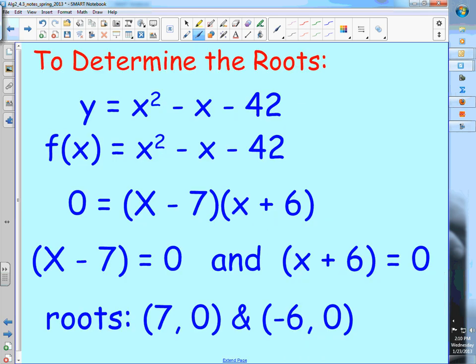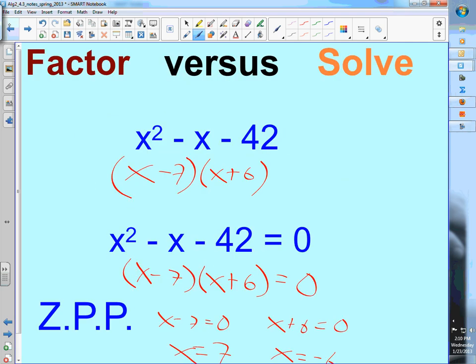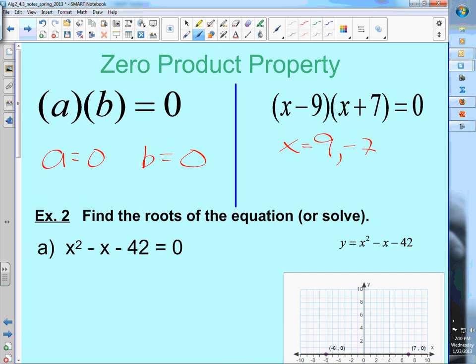Can you have roots for this? Yes, we can. Can you have roots for this? Yes. Can you have roots for this? No. Why not? There's no y. It's not a function. You've got to pay attention to those details.